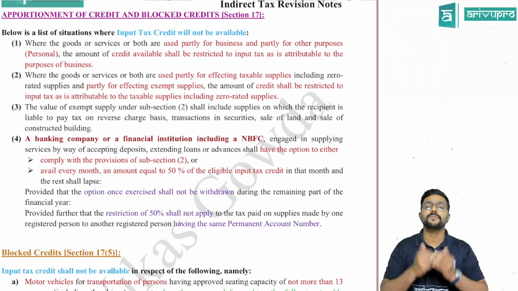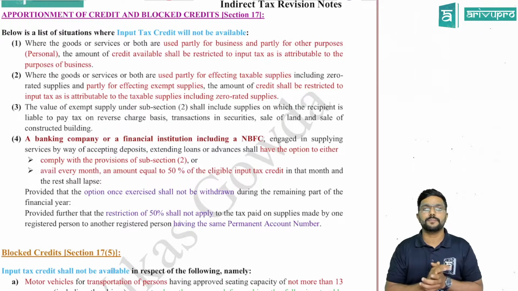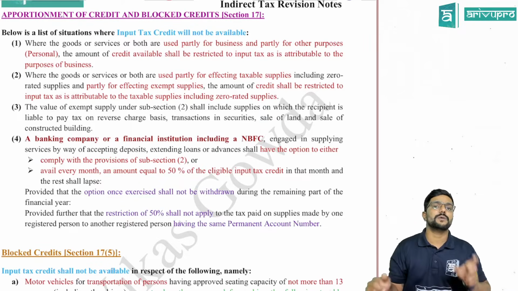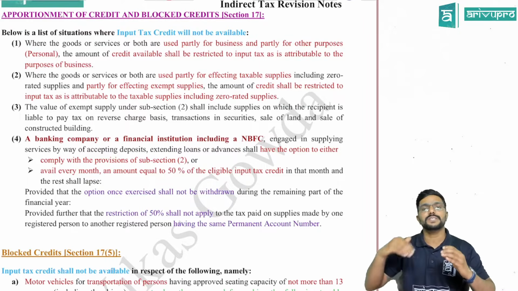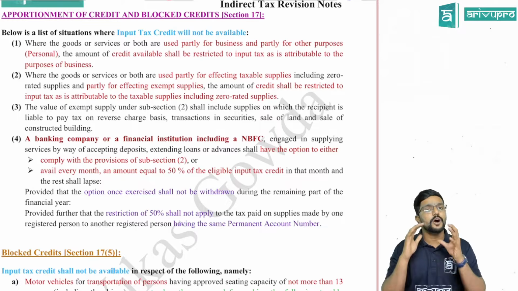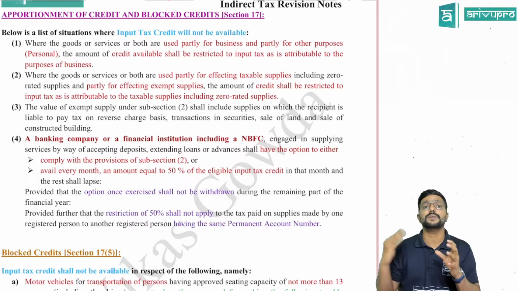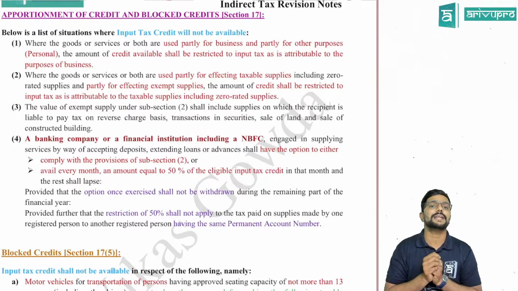Then coming to if the same inward supply is used to provide taxable as well as exempt outward supply, whatever is used to provide the taxable outward supply, only to that extent credit can be claimed. And how to calculate how much is attributable to business purpose, how much to personal purpose, or how much to taxable outward supply and how much to exempt outward supply, there are rules which will help you to calculate that.